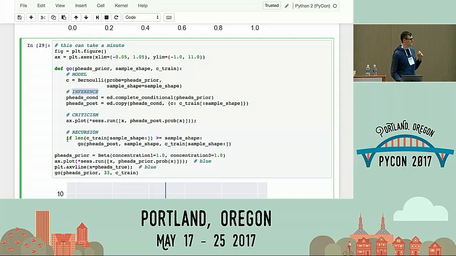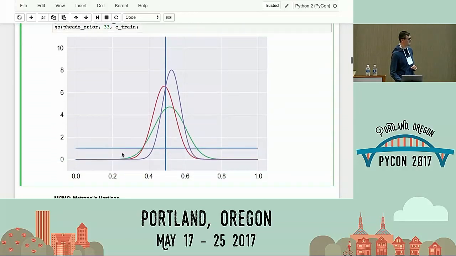And then comes the crucial step, the recursion. I now call the function itself, but instead of putting the same prior in, I put now the posterior in that I got after this inference step here. And then the function will run again, but with this other prior. And if you do that, you see this here.